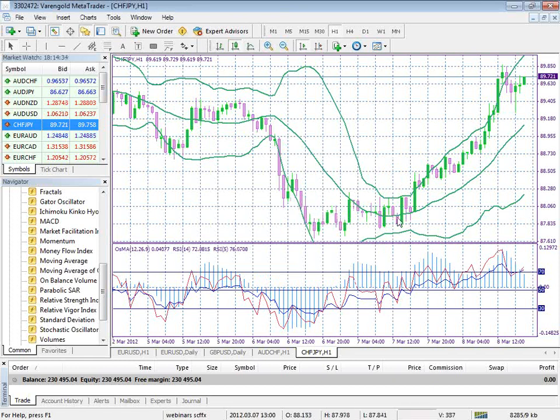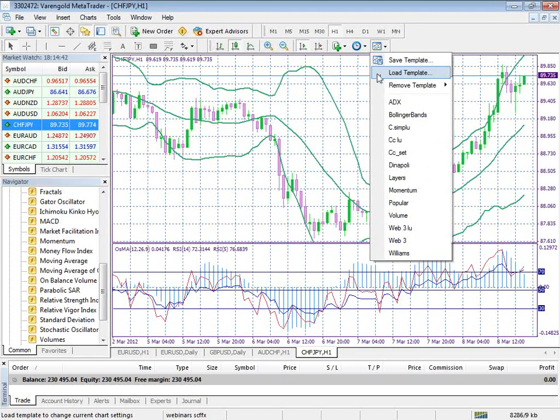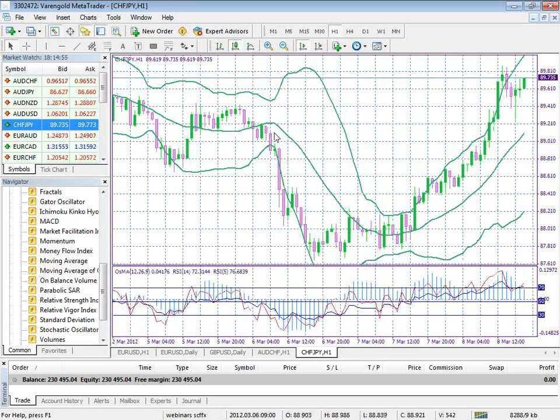When I want to open one chart with those settings, I just have to access the template here. I have to load it, and I can have these settings on the chart immediately, in one instant. Okay. Are there any questions?